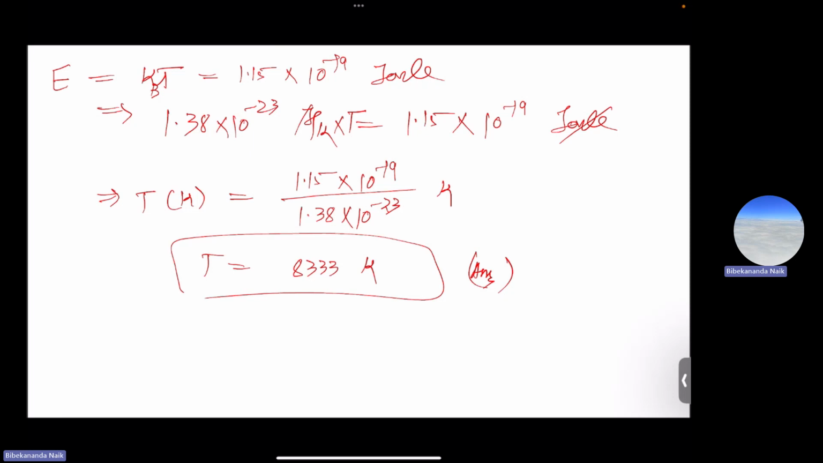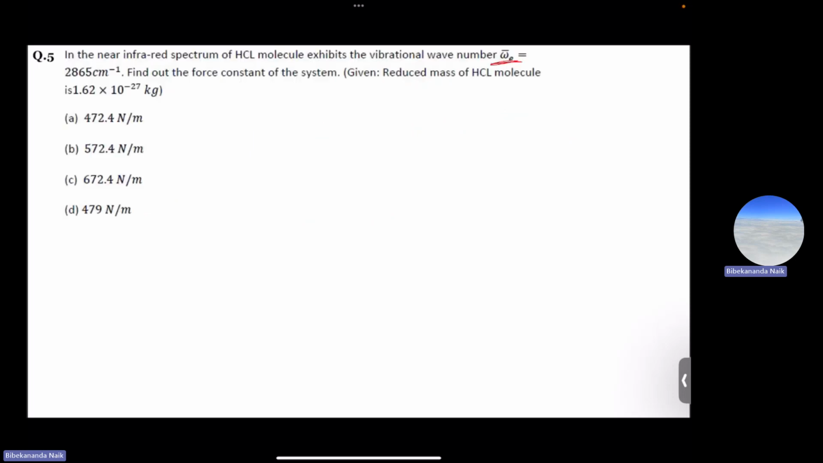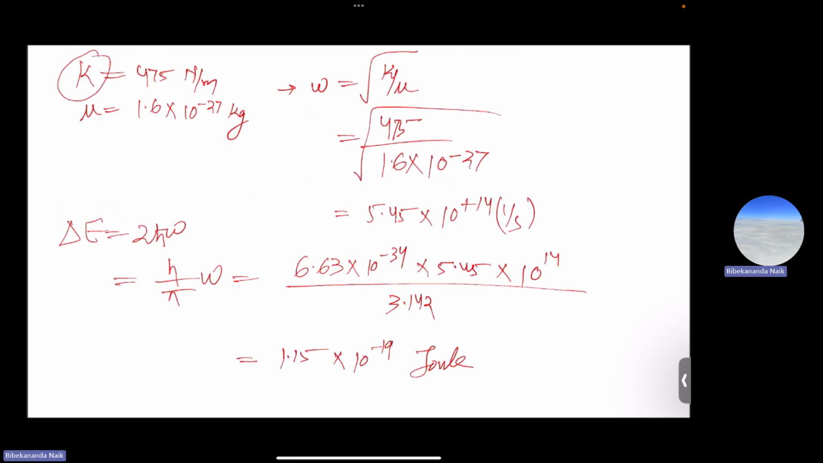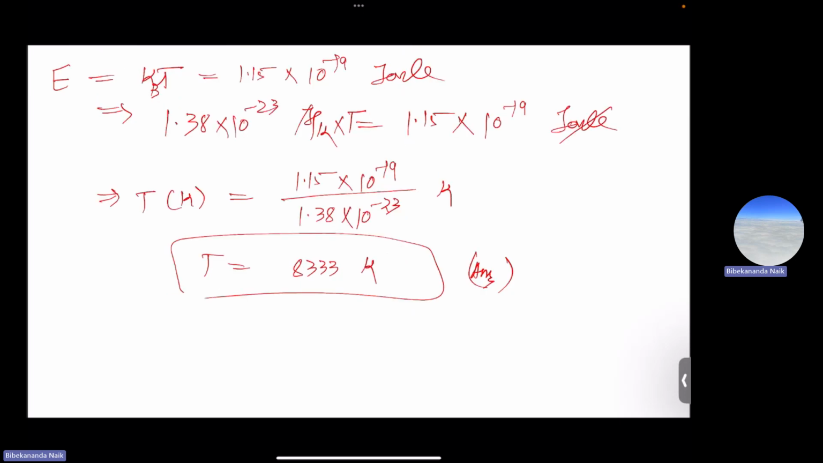Now, how will we approach this question? You see here, omega E bar is given and it is 2865 centimeter inverse. So this omega is different from the omega that we have been discussing from the start of the session. That one is in terms of frequency or angular frequency, but here this omega is different. It is the vibrational wave number, because the unit is centimeter inverse.